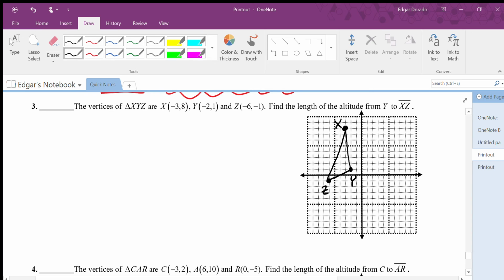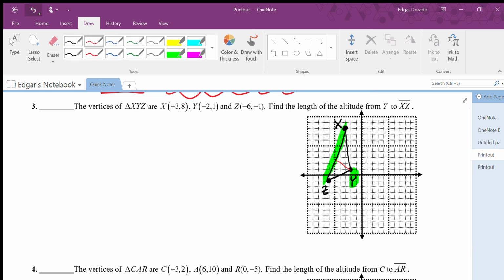Alright, so let me just double check my points, make sure I have them right. Negative 3 comma 8 is correct, negative 2 comma 1, and negative 6 comma negative 1. Perfect. It says find the length of the altitude from y to xz. So from y to xz. I'm going to have some sort of altitude that's going to look something like this. I don't know exactly where it's going to be yet.